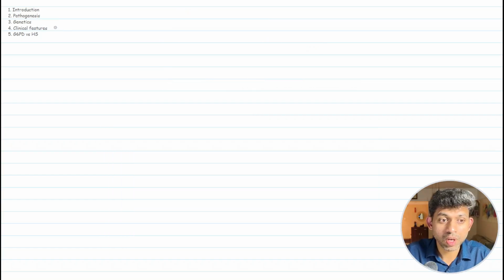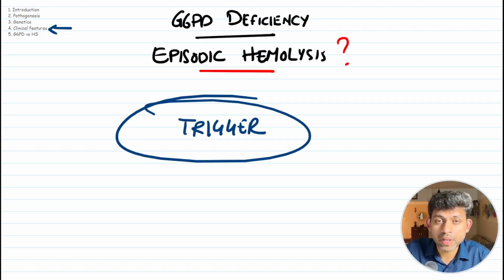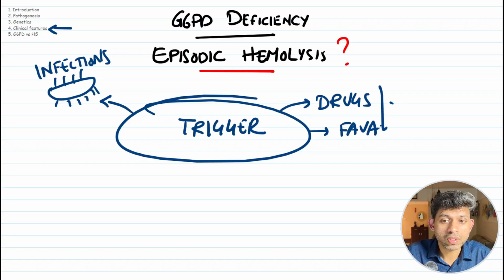Now let's figure out what are the clinical features. Episodic hemolysis is a feature of G6PD deficiency. But why does it occur? Hemolysis in G6PD occurs almost always after a trigger. This trigger can be any sort of oxidative stress, most commonly infections, certain drugs, and fava beans. These can produce oxidative metabolites.